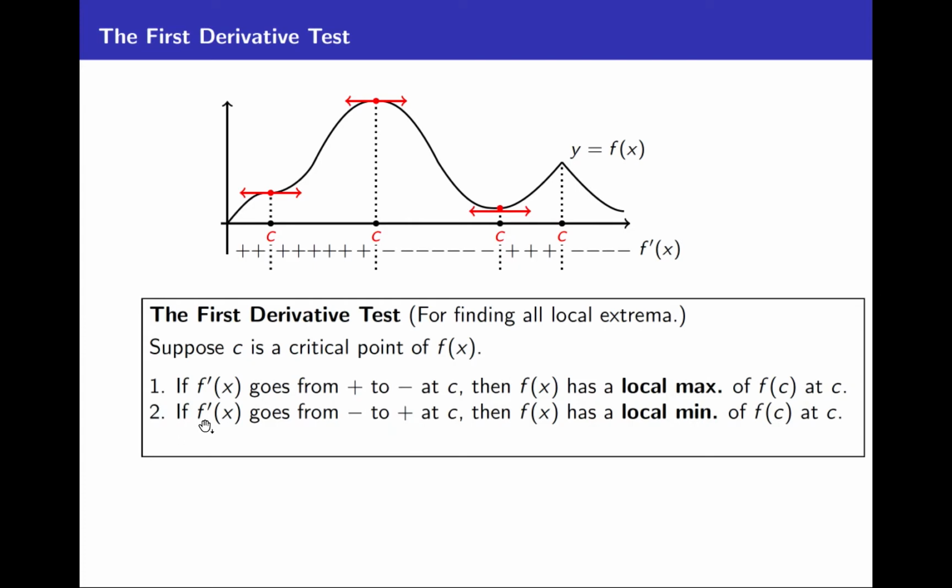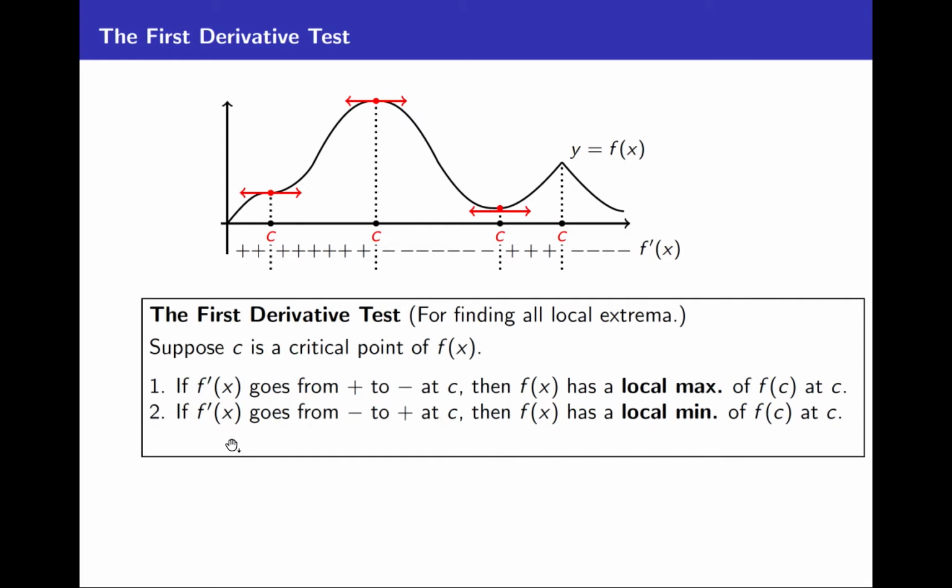Secondly, if the derivative f prime of x goes from negative to positive at c, then f of x has a local minimum of f of c at c. Here we went from negative to positive as we read from left to right. That means the graph stopped decreasing and started increasing, and that's a local minimum.